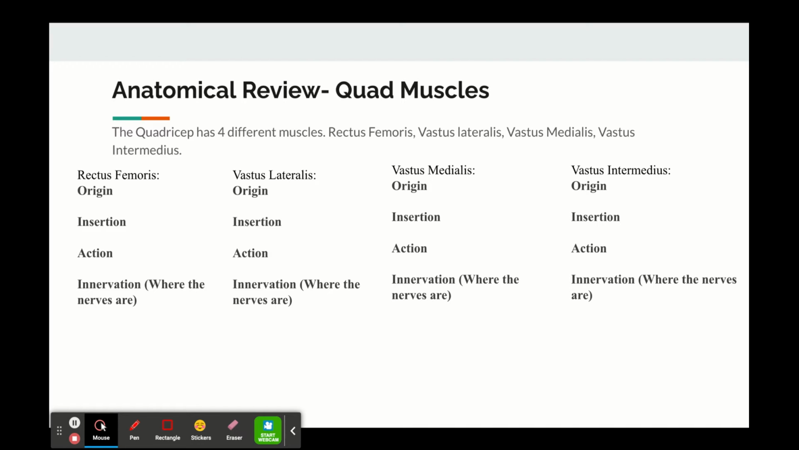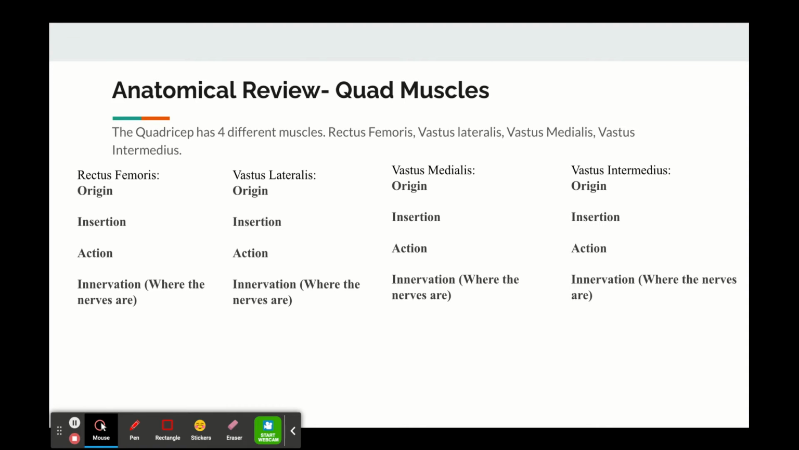So the rectus femoris: the origin is on the inferior iliac spine, and the insertion is on the base of the patella, and it's the more central portion. If you flex your leg, you'd be able to see a central muscle going down. That's the rectus femoris. You need to be careful not to confuse it with the intermedius, because they're both in the middle.